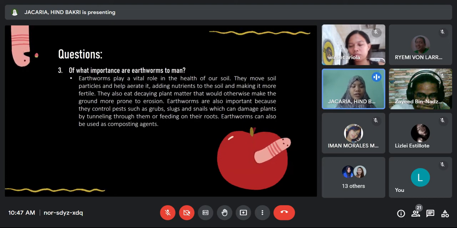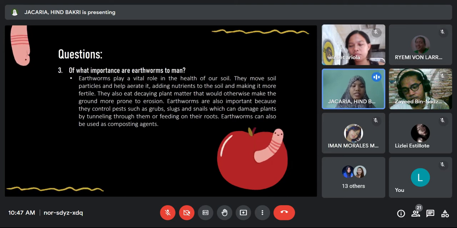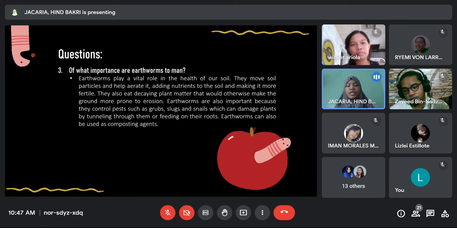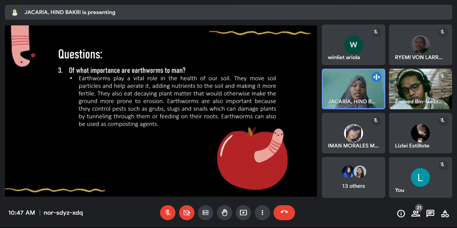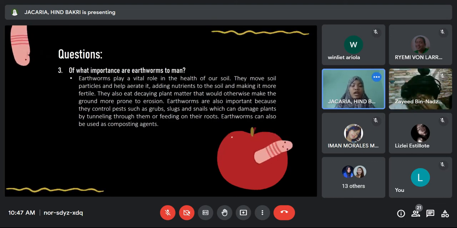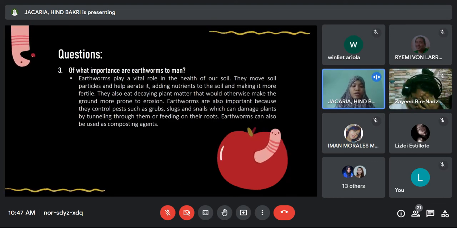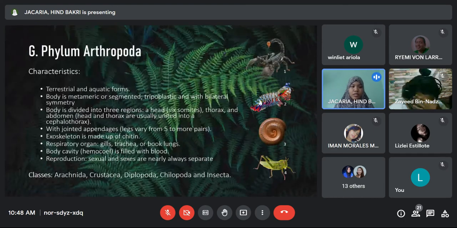Also important, they control pests such as grubs, slugs, and snails, which can damage plants, and they can also be used as composting agents. Then now let's proceed to the next film.